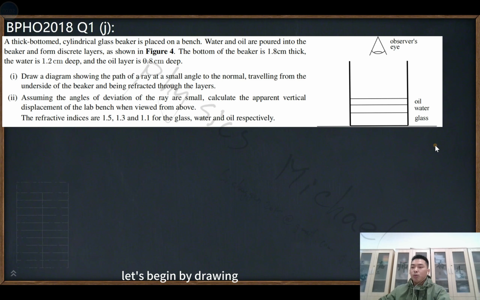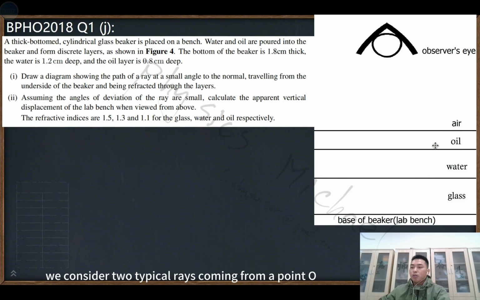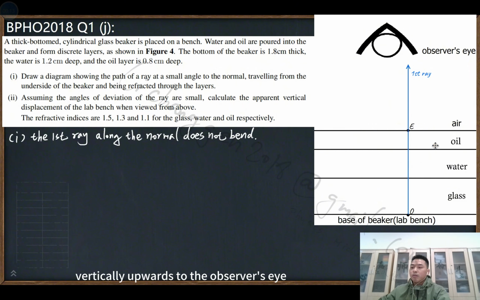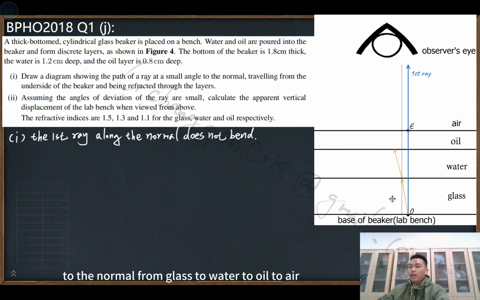Let's begin by drawing a ray diagram to visualize what's happening. We consider two typical rays coming from a point O at the base of the beaker. The first ray travels vertically upwards to the observer's eye. It does not bend because it is normal to the boundaries between layers. It exits into air at point E. The second ray travels with a small angle to the normal from glass to water, to oil, to air.